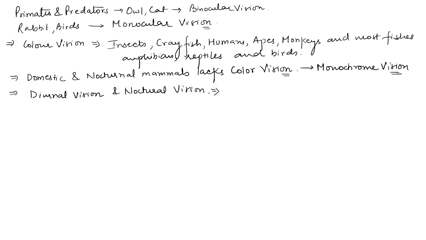Birds have only day vision as their retina contains mainly cones. Owls have better night vision as they have a large number of rod cells and few cones.